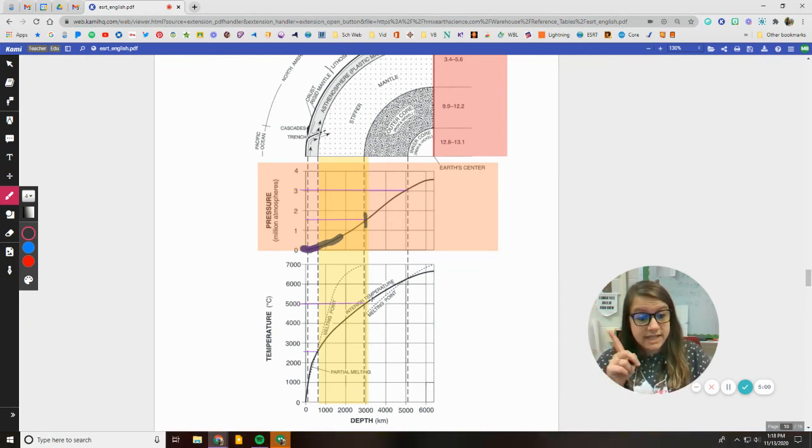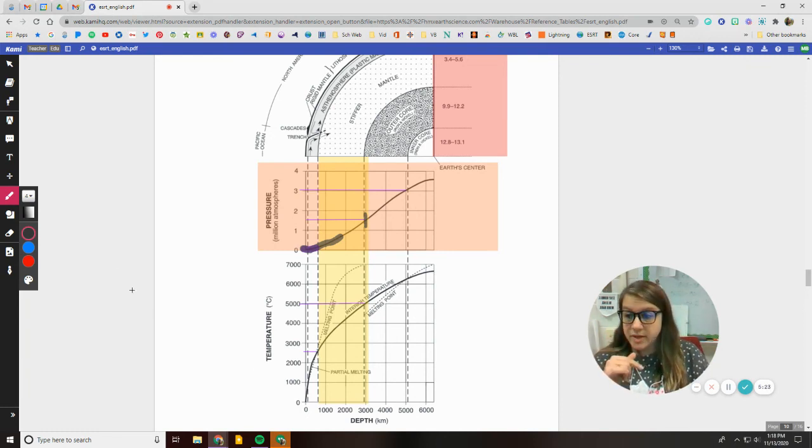If you look in the asthenosphere, remember we said it has that peanut buttery type consistency. That's because the melting point and the temperature are almost the same the entire distance through here. So that's why it has that weird peanut buttery consistency, because the melting point and the temperature are almost about the same.